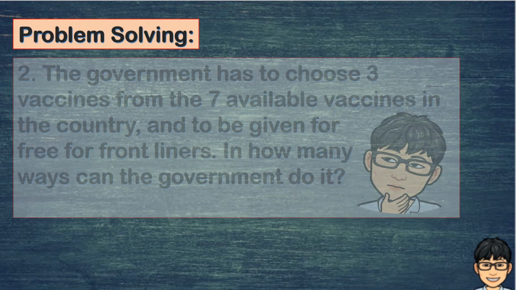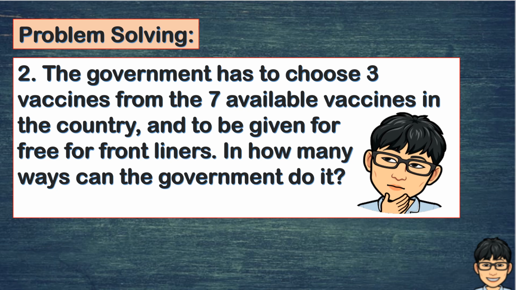Let us have the next problem. The government has to choose 3 vaccines from the 7 available vaccines in the country and to be given for free for frontliners. In how many ways can the government do it? Anong meron sa problem? Meron tayong 7 available vaccines kung saan pipili lang ng 3 ang gobyerno para maibigay ng libre sa mga frontliners.